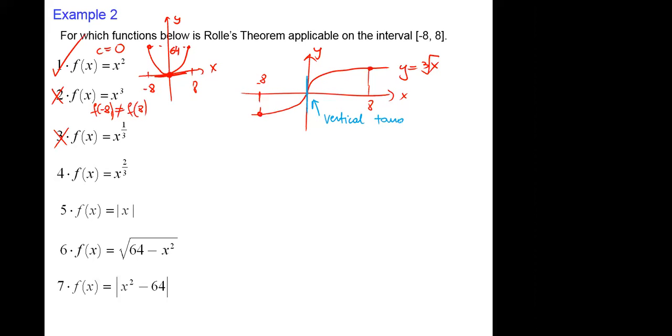Vertical tangent at 0, which means the derivative at 0 is undefined. The function is not differentiable at 0, even if we look at the formula, right? Because we can also find that the derivative of x to the power of 1/3 is 1/3 x to the power of -1/3, which is the cube root of x squared in the denominator.